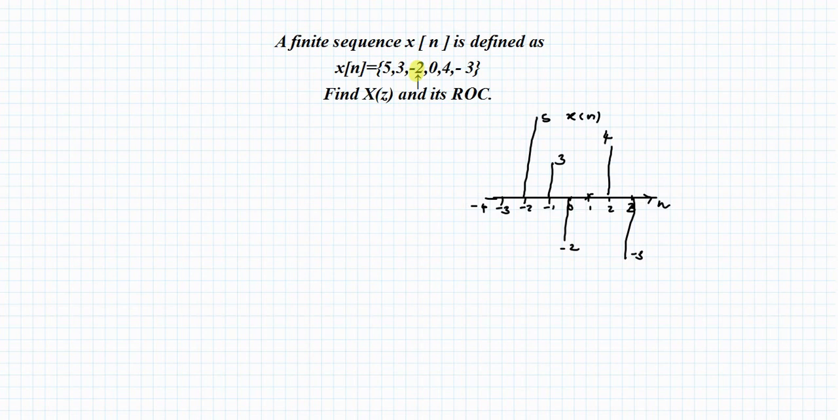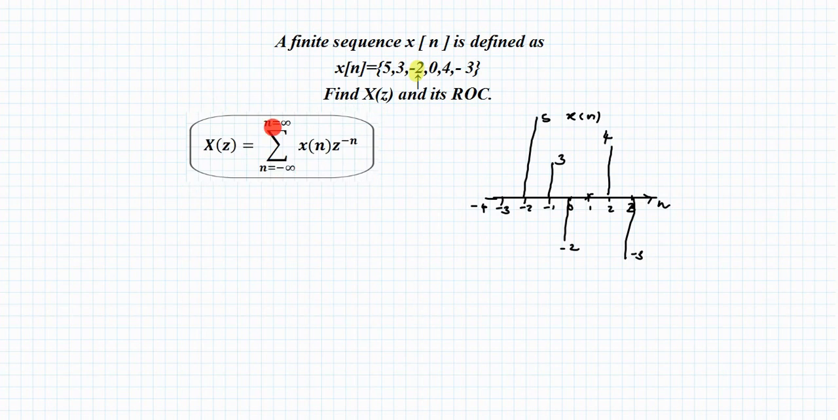Now we need to find the Z transform of the signal. The Z transform can be written as X of z equals the sum from -infinity to infinity of x of n z raised to -n. But it's a finite sequence, with non-zero magnitude only from -2 to 3, so we don't need to evaluate from -infinity to infinity. We can start from n equal to -2 onwards. So X of z equals the sum from n equal to -2 to 3 of x of n z raised to -n.